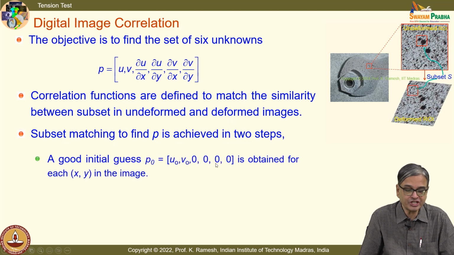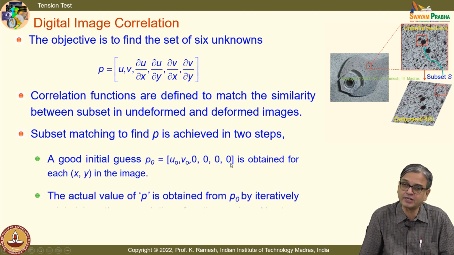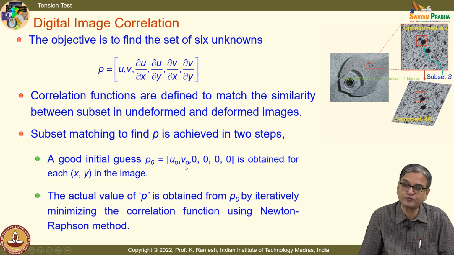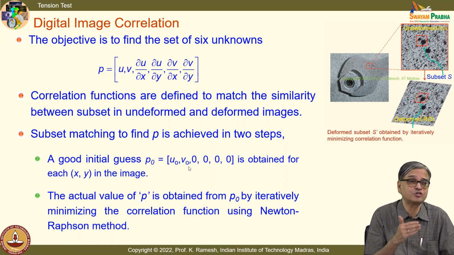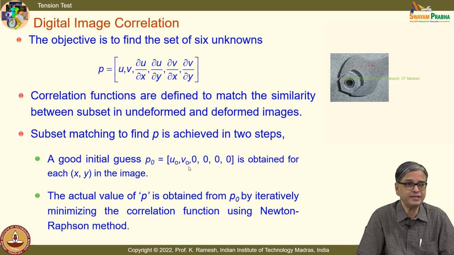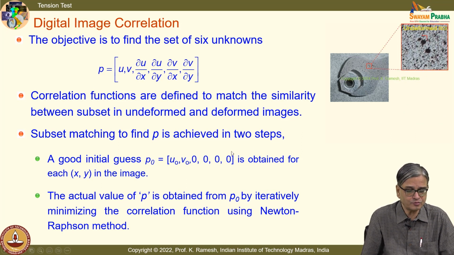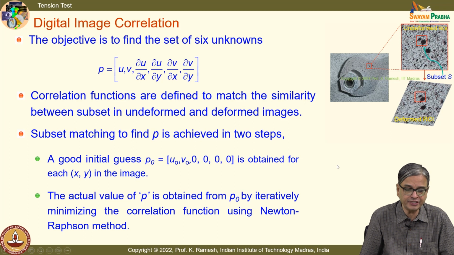You start with an initial guess where these gradients you put as 0, you have some assumption of u naught and v naught. See, whenever you do the iterative methodology, initial guess is also very important. Fine, there are thumb rules available, and the thumb rule is you need to have u naught v naught, but you can have these quantities as 0. The actual value of P is obtained by iteratively minimizing the correlation function using the Newton-Raphson method.